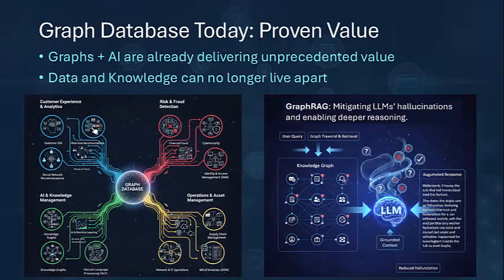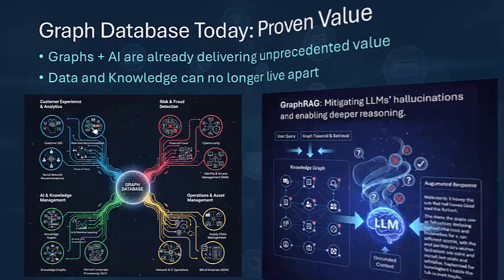Over the past 10 years, graph databases have become one of the most critical data layers for analytics, extracting knowledge hidden inside structured and unstructured data. Graphs are powering systems such as fraud detection, recommendation engines, logistics, network planning, among others. With the rise of AI, graph RAG has proven to be one of the most effective methods for reducing hallucination and improving factual accuracy. What's becoming increasingly clear is that for the next generation of intelligent systems, data and knowledge can no longer live apart.